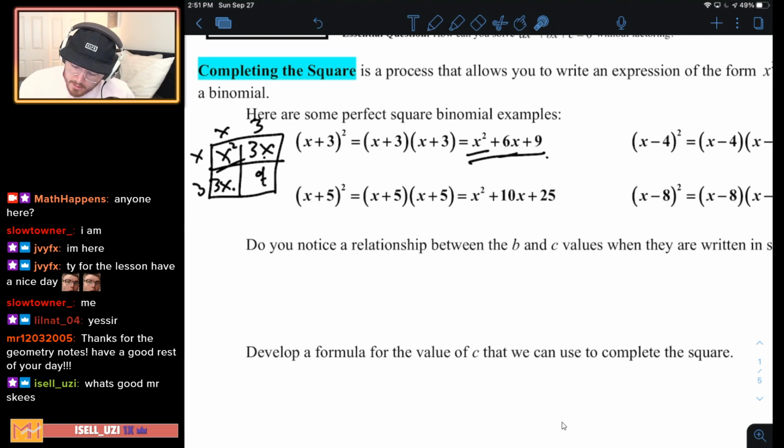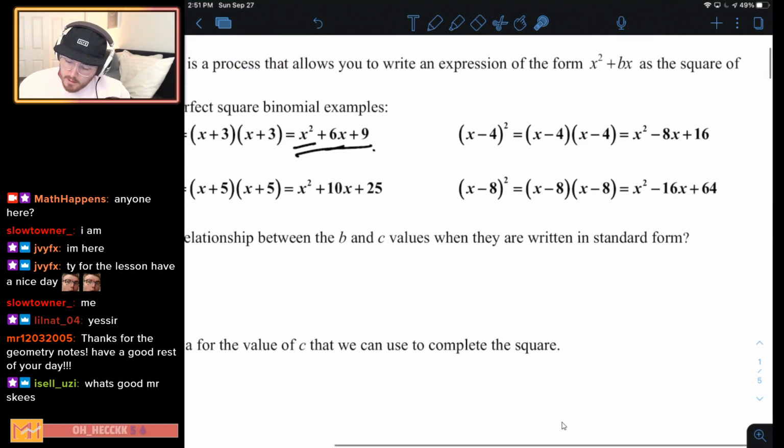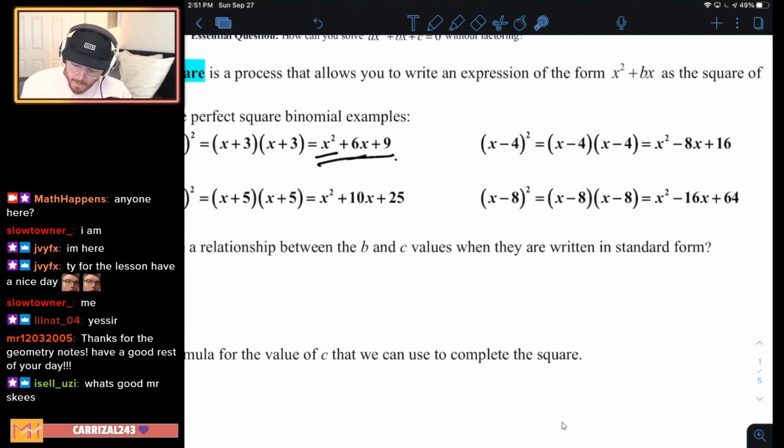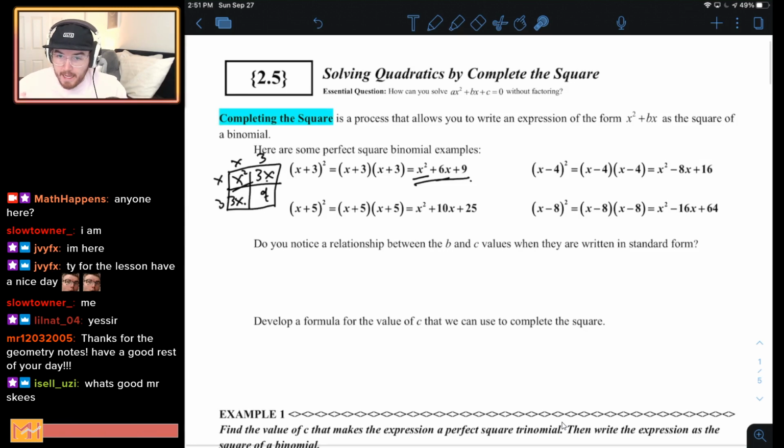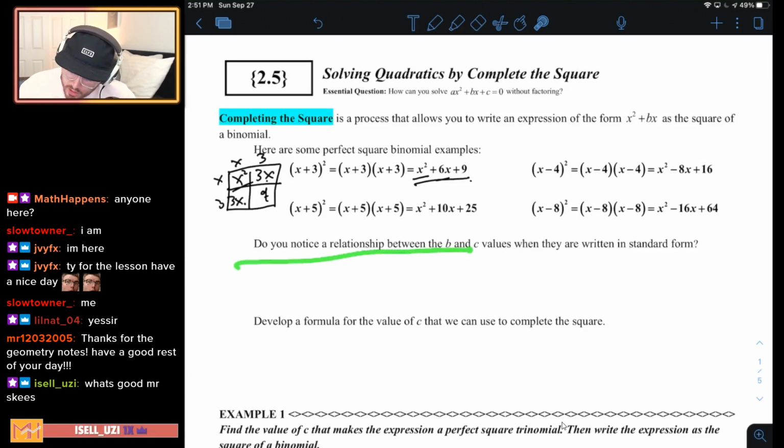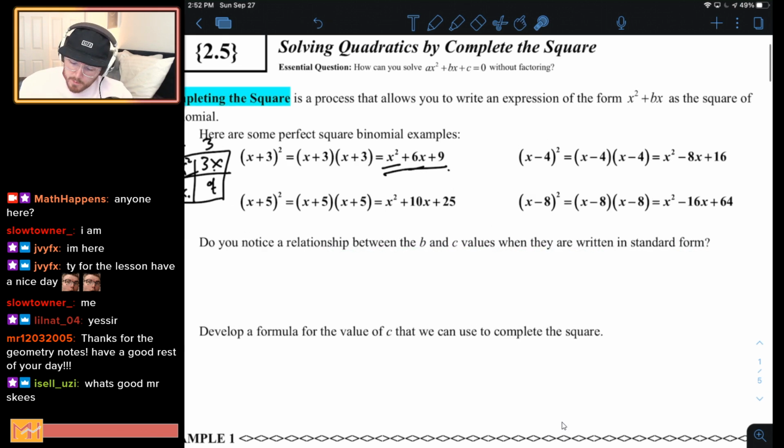We end up with this. Let's look at it again. Let's do it again. There's a bit of a pattern occurring here. Do you see that? What is this pattern? Do you notice a relationship between the b and c values when they are written in standard form?